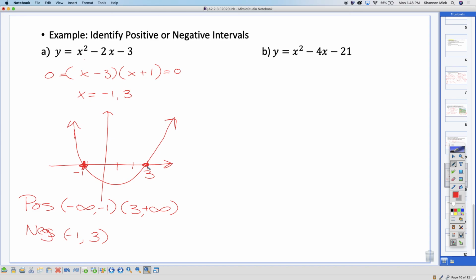Yeah. But I gave you a picture, didn't I? I didn't make you graph it. So now you're going to have to graph. Okay. Factor.